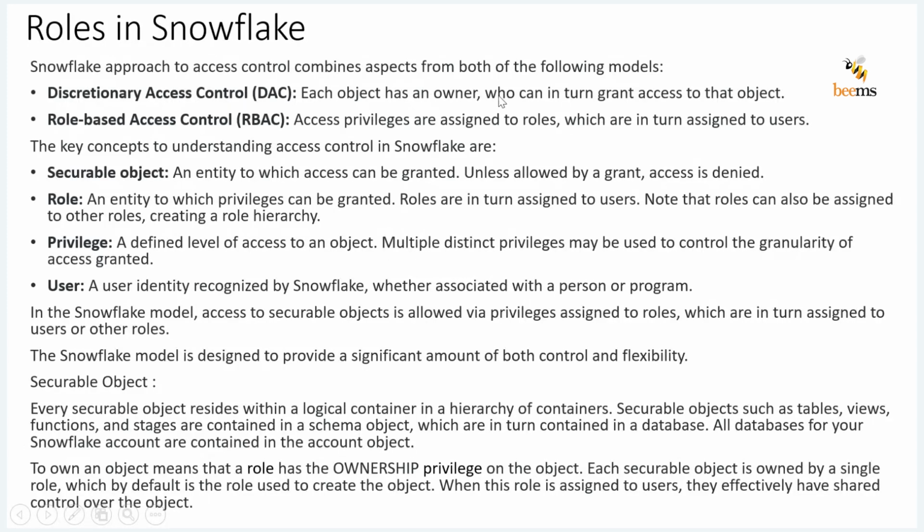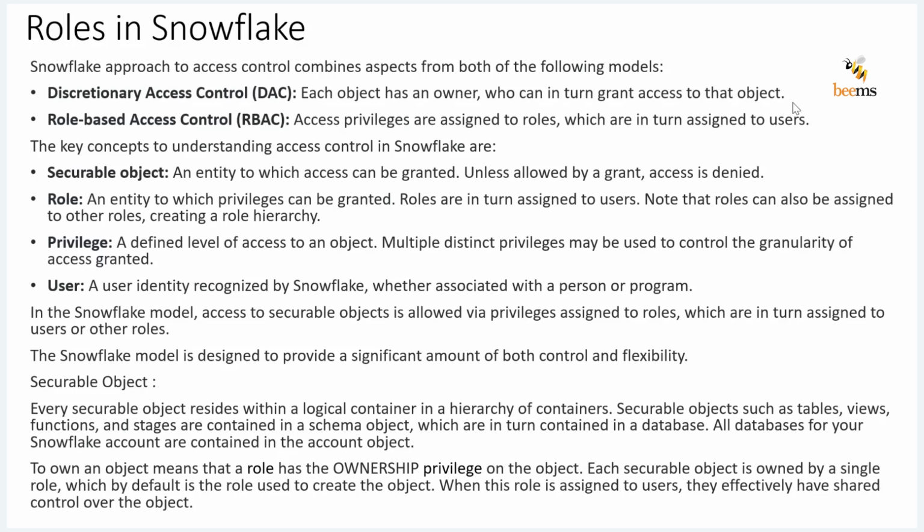Each object has an owner who can in turn grant access to that object. Say you are a particular user using a particular role, and you create an object, like a procedure. Once you have created the procedure, you are the owner of that procedure. Whoever has access to that particular role can see that procedure. I am a developer, you are a developer, you have created an object, a table, a view, anything like that. If I have access to that particular role, then only I can see those objects. That comes in as role-based access control.